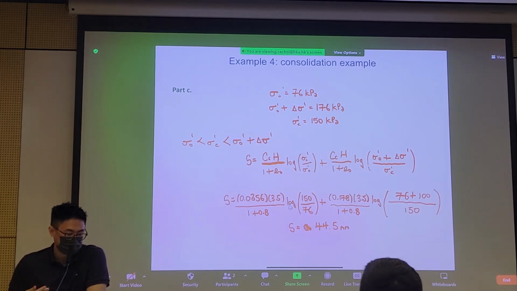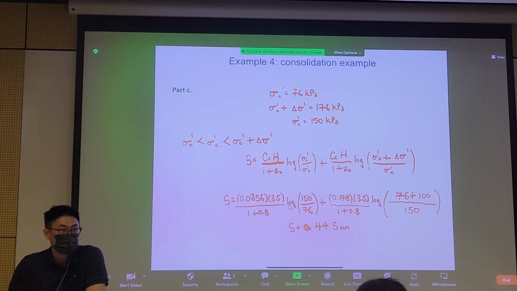So parts A, B, and C allow you to use each of the expressions for the compression curve, the swelling curve, and a combination, if you were reloading beyond the swelling curve and back onto the virgin compression curve. So that's how you would use these three expressions.